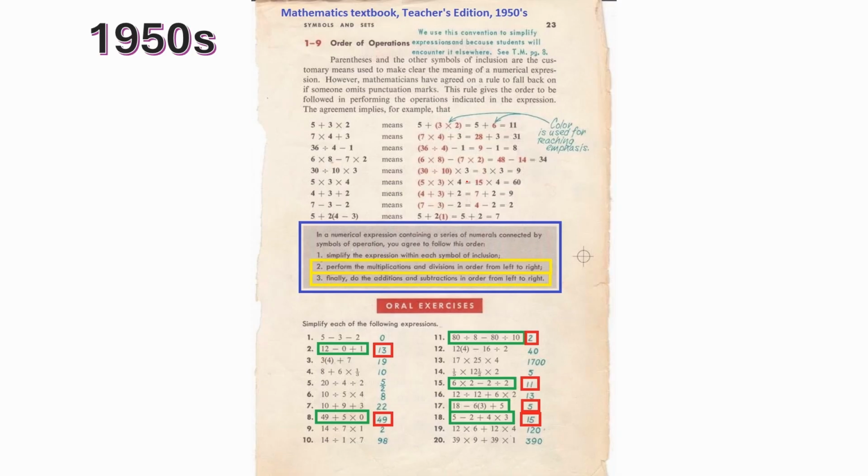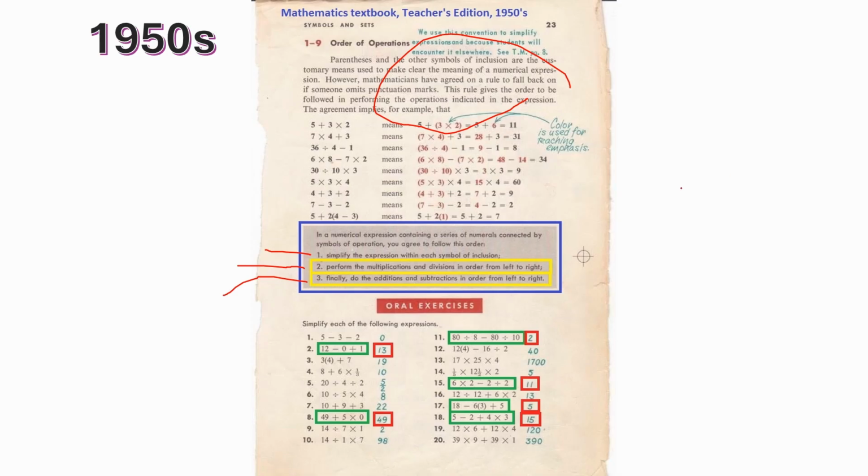Here's a mathematics textbook, a teacher's edition from the 1950s. Same thing. Parentheses are the customary means used to make clear the meaning of numerical expressions. However, mathematicians have agreed on a rule to fall back on if someone omits punctuation marks. This rule gives the order to be followed in performing the operations indicated in the expression. So in other words, you simplify the expression within any symbols of inclusion. That's parentheses. Then you perform the multiplications and divisions in order from left to right. Then you finally do the additions and subtractions in order from left to right.